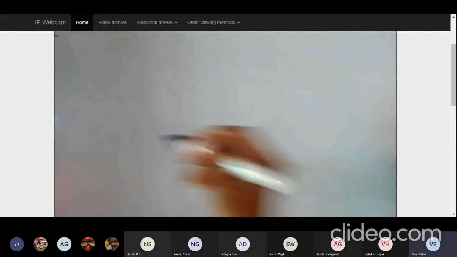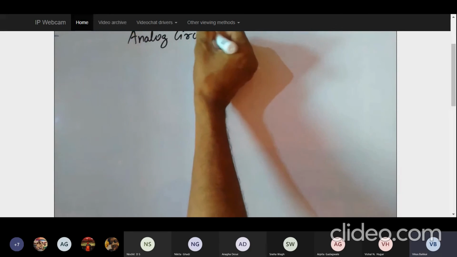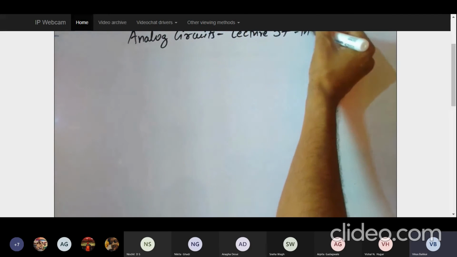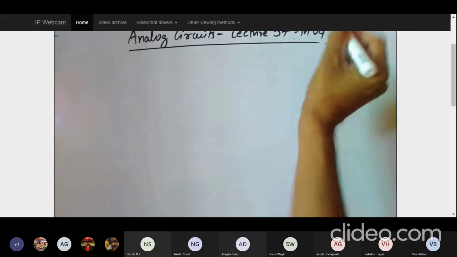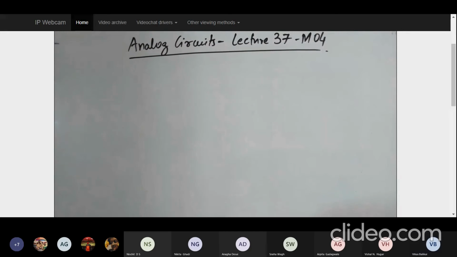So today, welcome to Analog Circuits, and this is lecture 37 from module 4. Now, in all the previous lectures, we tried to discuss the importance of op-amp and its different configurations, specifically the voltage series and voltage shunt feedback configuration. And then we discussed the various aspects of gain, input resistance, and output resistance.